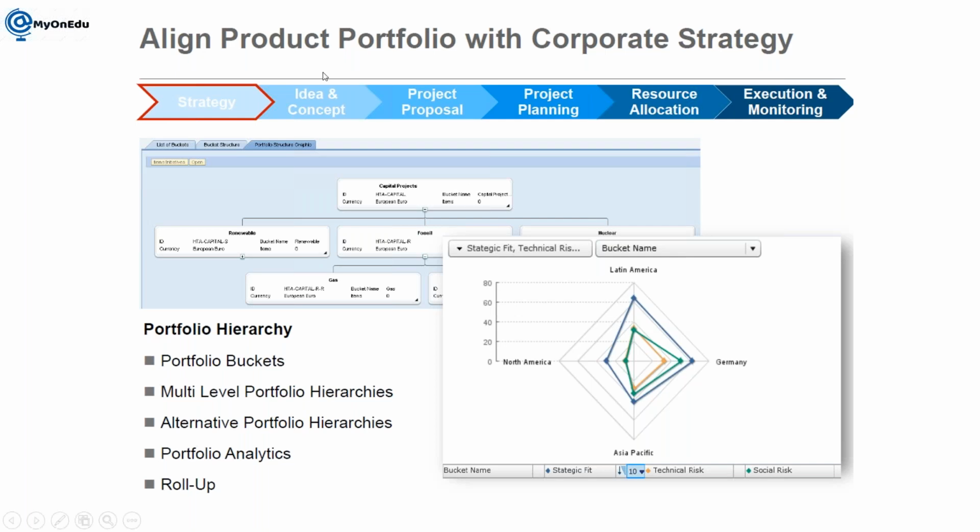In this example, this is a capital project which we have created for energy. Here you can see that it is for energy. So here renewable energy or fossil energy or nuclear energy, then further fossil gas energy. How we can generate all these energies, and then how we can define the strategies. So here in PPM itself, you can define the strategy: portfolio buckets, multi-level portfolio hierarchies, alternative portfolio hierarchies, portfolio analytics, and roll up.